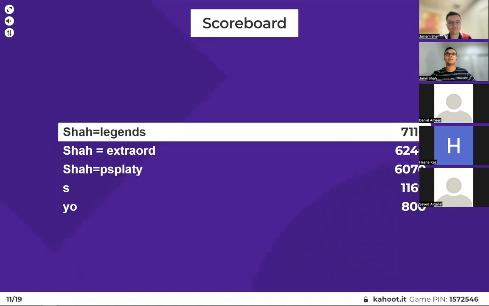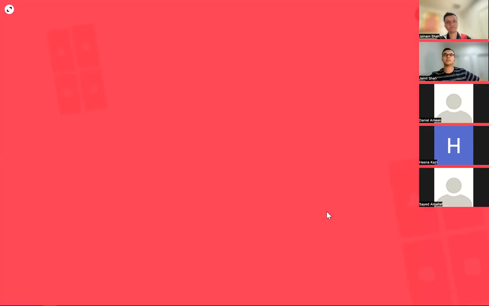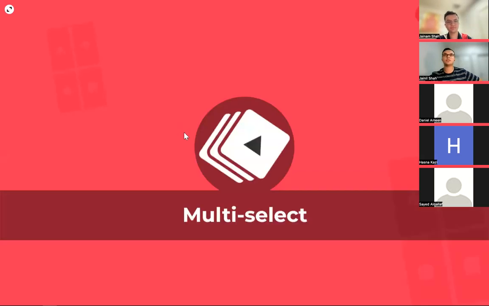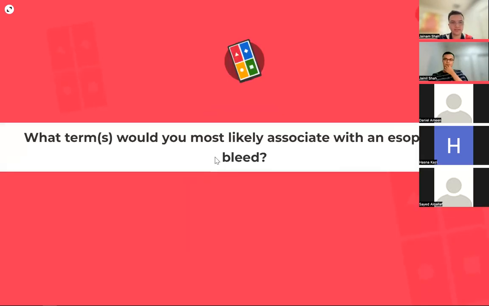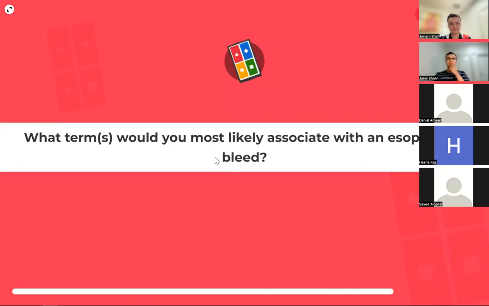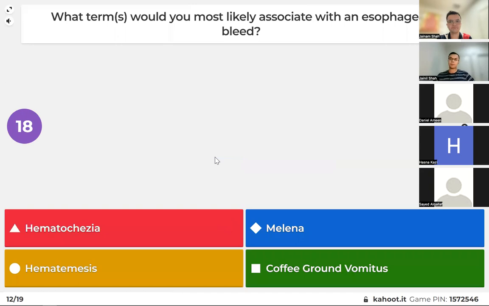Alrighty. So good job on that one, everyone. The next question is on your screen. Yeah, so this is a bit of an upper versus lower GI bleed question. So what terms would you most likely associate with an esophageal bleed?